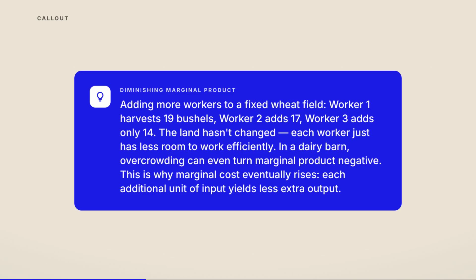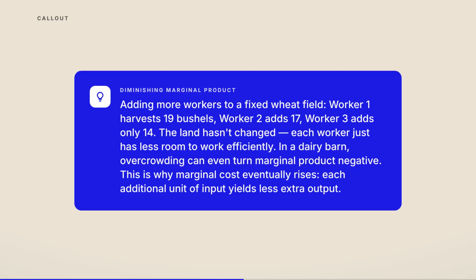At first, adding workers to a factory with fixed machinery raises output nicely. But eventually, workers start getting in each other's way. The marginal product falls. Here is a farming case study.